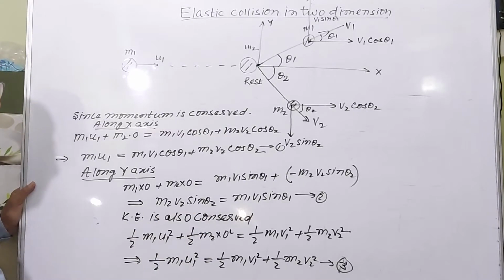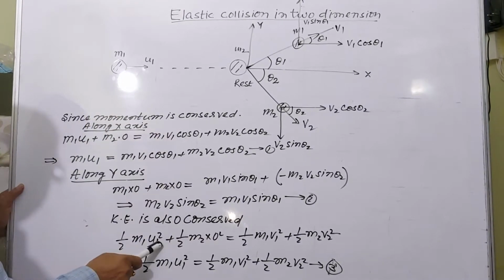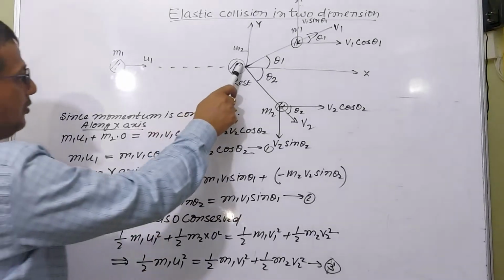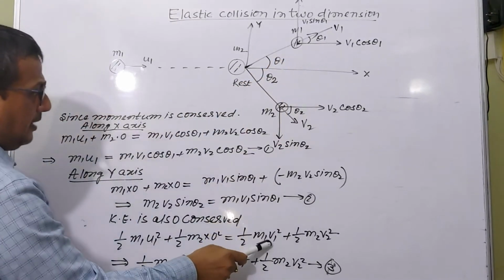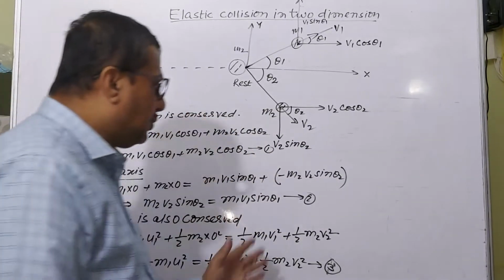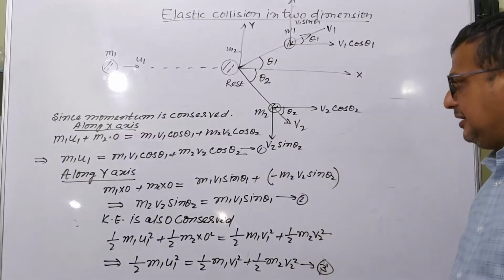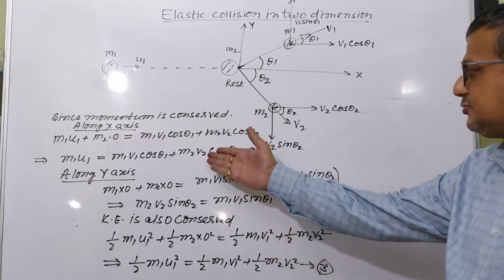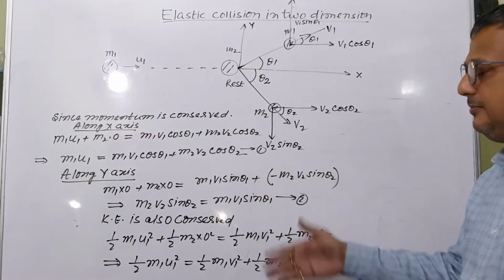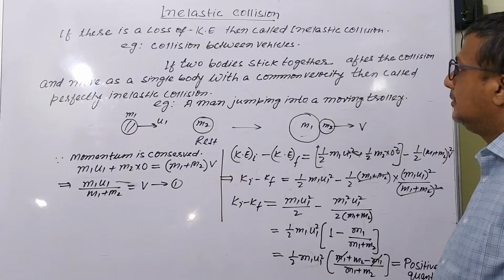Kinetic energy is also conserved, but kinetic energy is a scalar quantity. So we take half m1 u1 square plus half m2 times 0 square, because the body is at rest, equals, after collision, half m1 v1 square plus half m2 v2 square. In this way, in elastic collision in two dimensions, if some variables are asked in a question, we can make equations and find them with the help of all the equations. Let us see the next topic, inelastic collision.